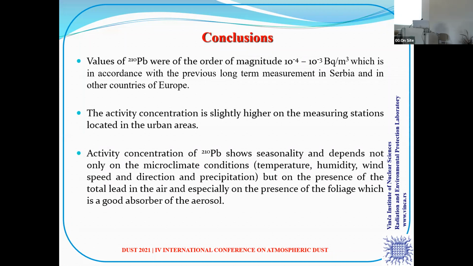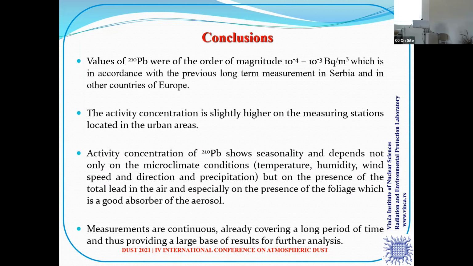Activity concentration of lead shows seasonality and depends not only on the microclimate conditions, such as temperature, humidity, wind speed and direction, and precipitation, but on the presence of the total lead in the air, and especially on the presence of the foliage, which is a good absorber of the aerosol. This kind of measurement is continuous and lasts for long periods of time. This large amount of data provides a large base of results for further analysis.